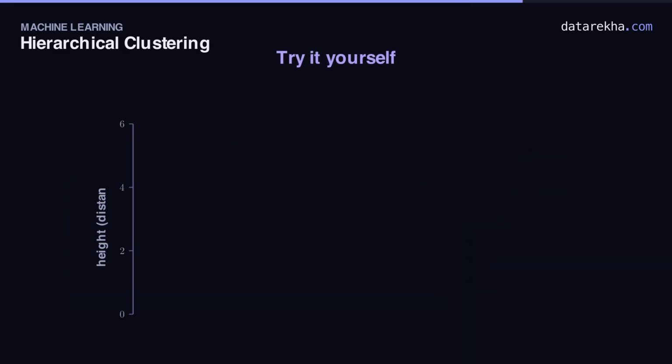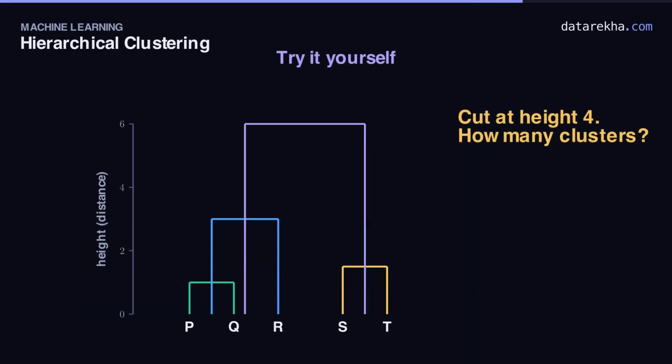Your turn. Here's a fresh dendrogram of 5 points. Suppose you cut it straight across at height 4. How many clusters do you get, and which points end up together? Pause the video, trace the branches the line crosses, and I'll wait.